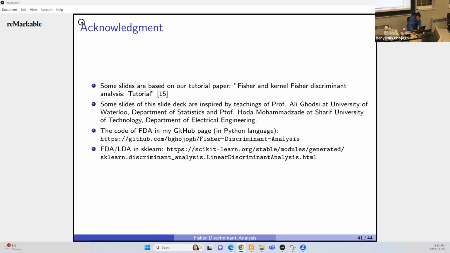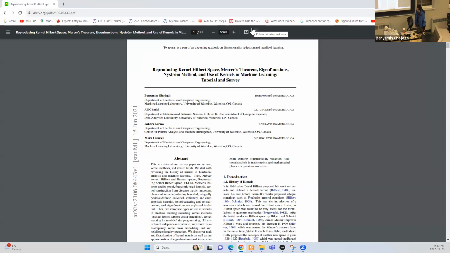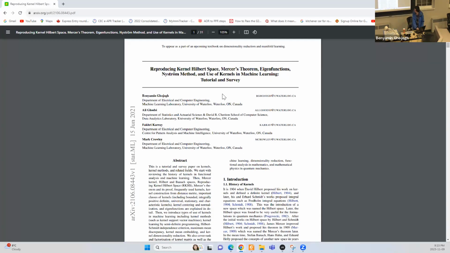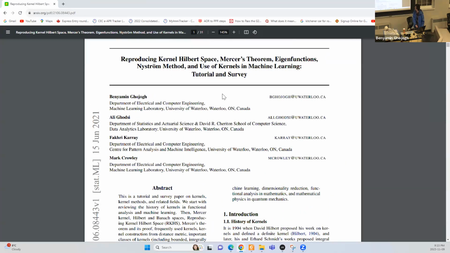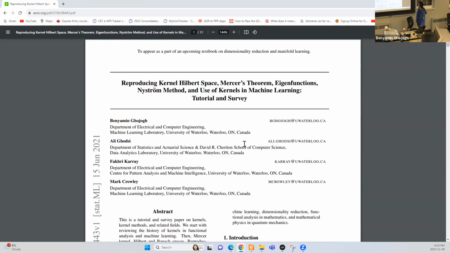Just Google kernel Kojob. So, reproducing kernel Hilbert space, Mercer's theorem, eigenfunctions, Nystrom method, and use of kernels in machine learning tutorial and survey. A part of it has appeared as the chapter background on kernels in our book. Okay.